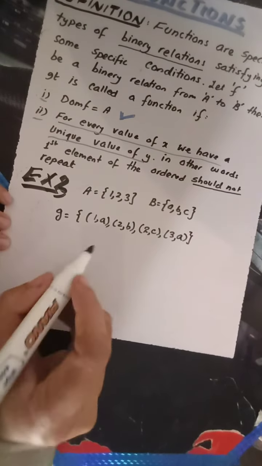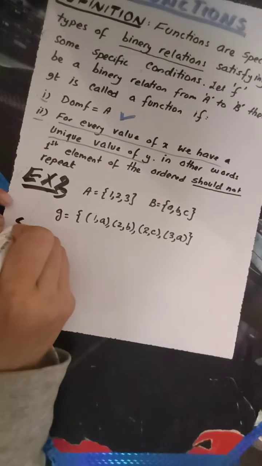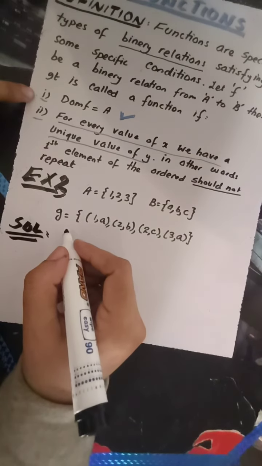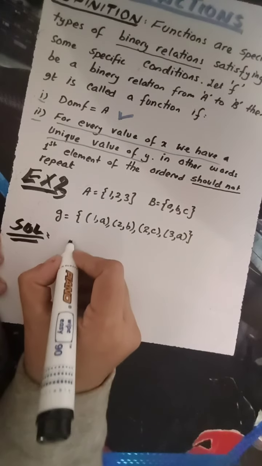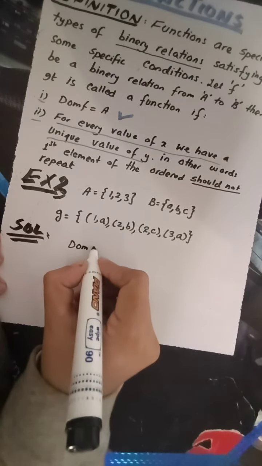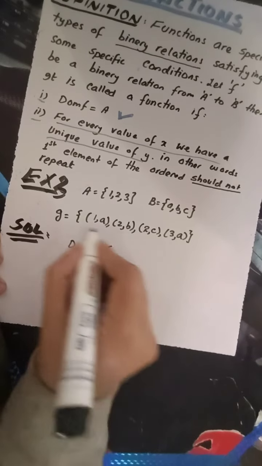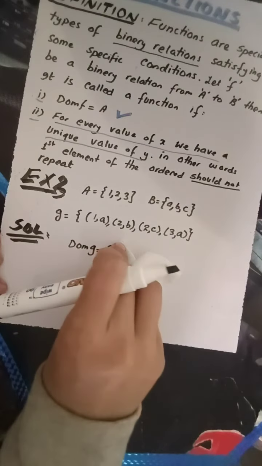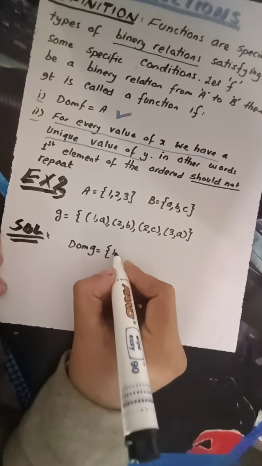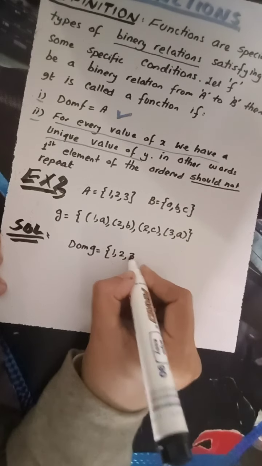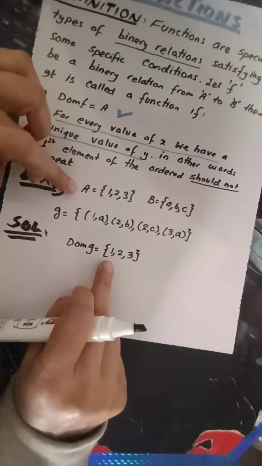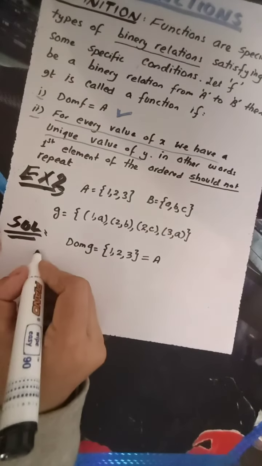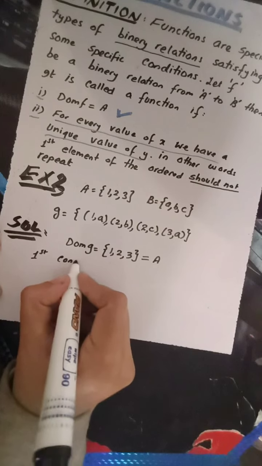Now let us check whether this is a function or not. First solution. First of all, we are going to check the first condition. Let us check whether the domain of G is equal to A or not. If I calculate the domain of this binary relation, the domain will be {1, 2, 3}. Now if I compare it with A, both these sets are equal. So the domain of G is equal to A, and the first condition is satisfied.